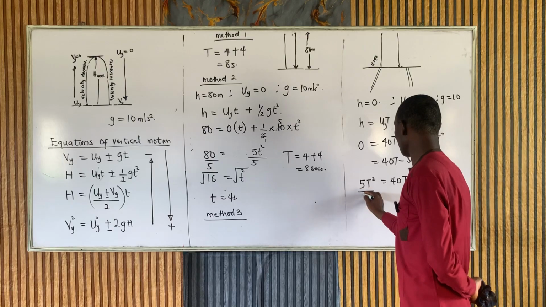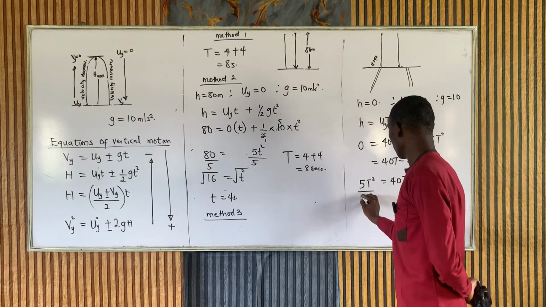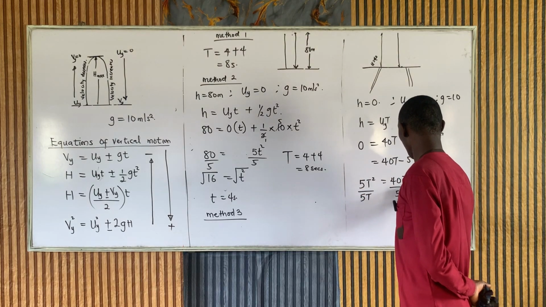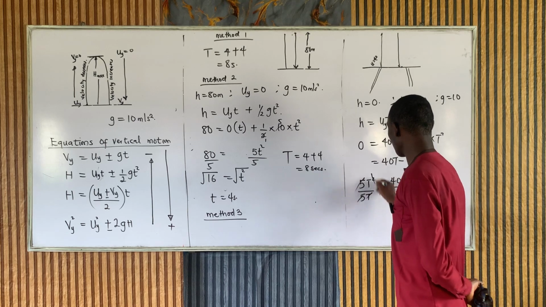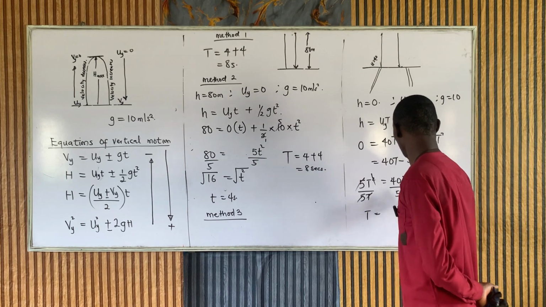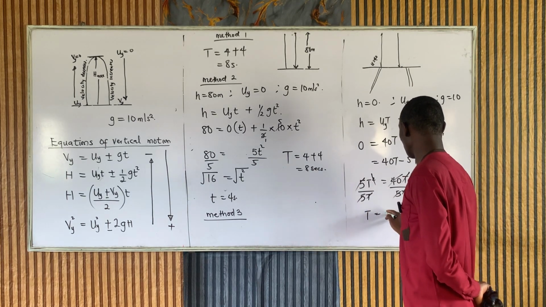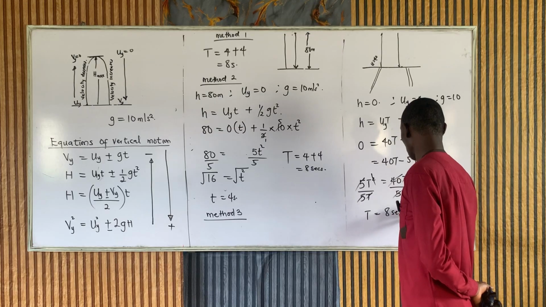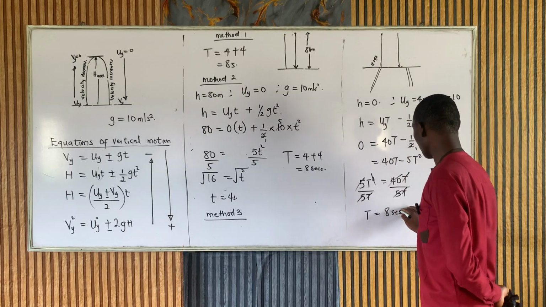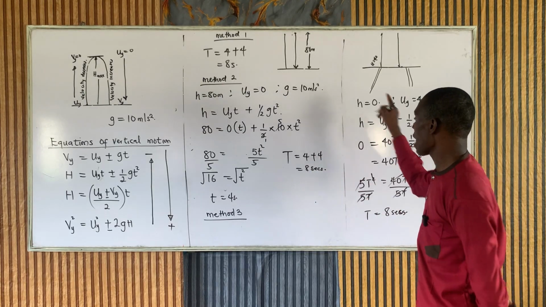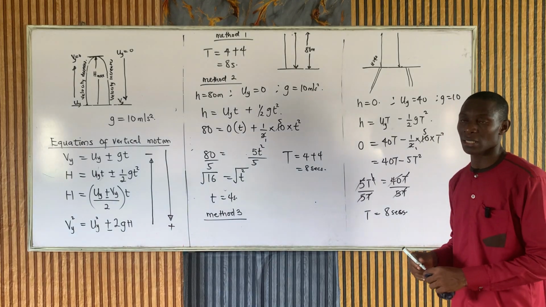Dividing both sides by t, or 5t, 5 cancels 5 and t cancels out. This will give us t is equal to 5 here will give us 8 seconds eventually. And that's the entire time, which corresponds with every other thing we've solved. So that's that for this question.